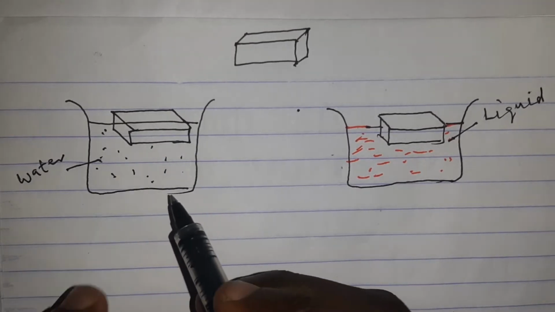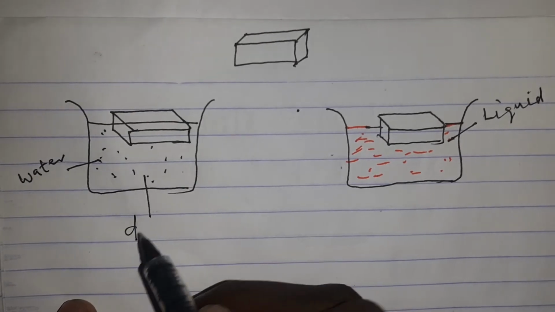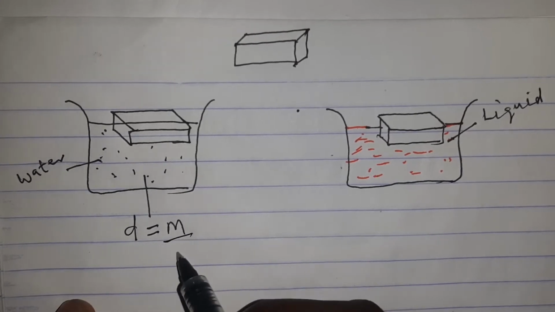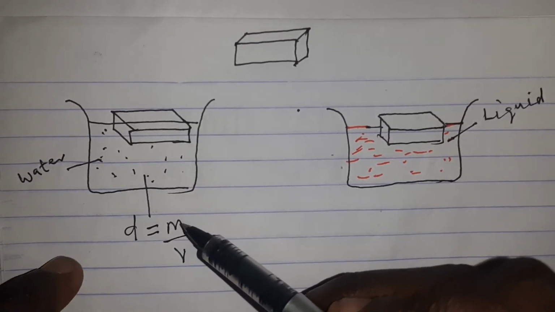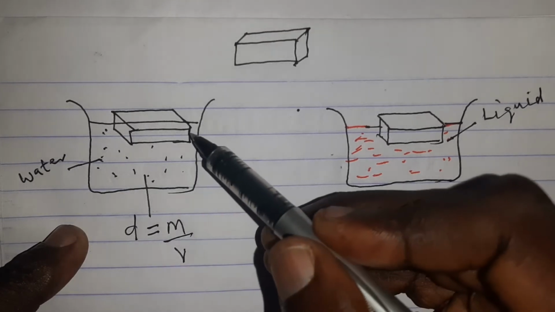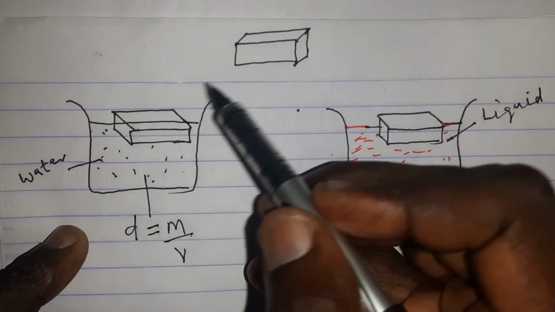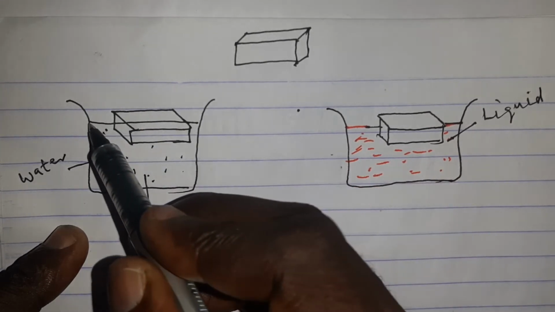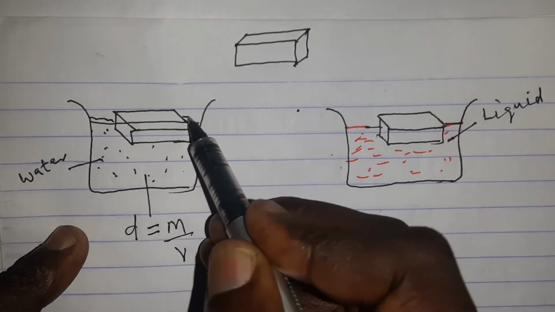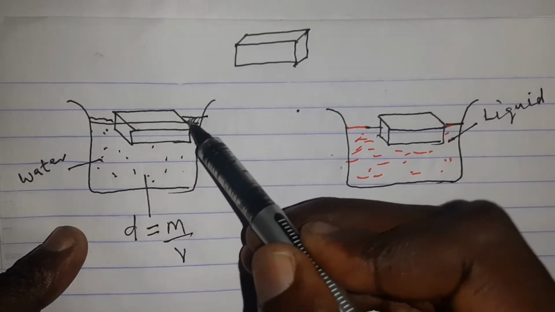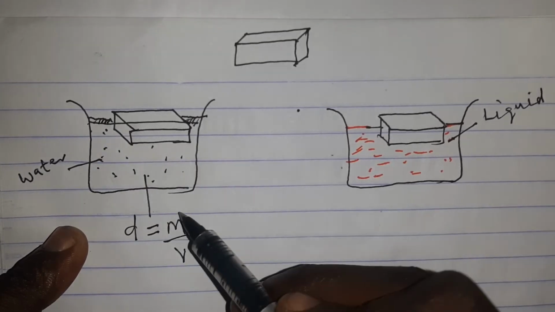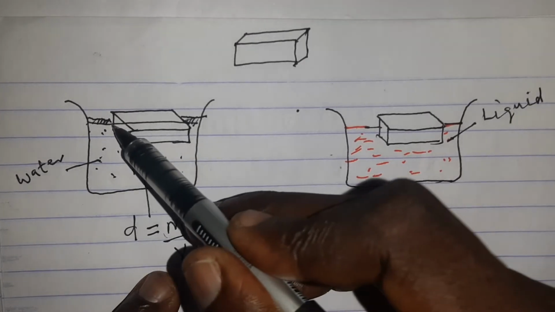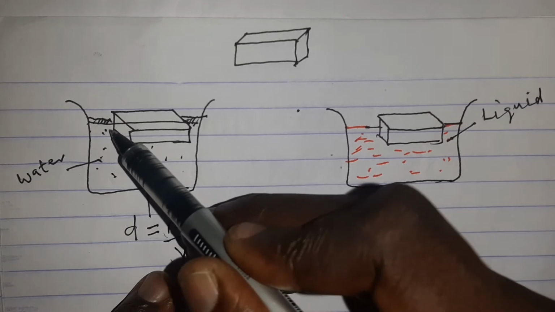But we know that the density of this liquid, water, is equal to the mass over volume. Now, what is this mass? The mass is the mass of the displaced liquid, because once this rectangular block is placed in this water, the level of water will increase a bit. So the mass of that displaced water is what we have here, and the volume here is the fraction of that rectangular block that entered into the water.